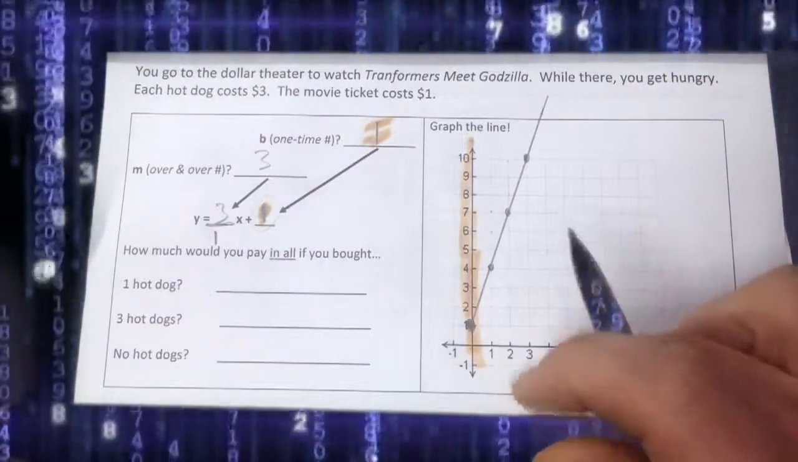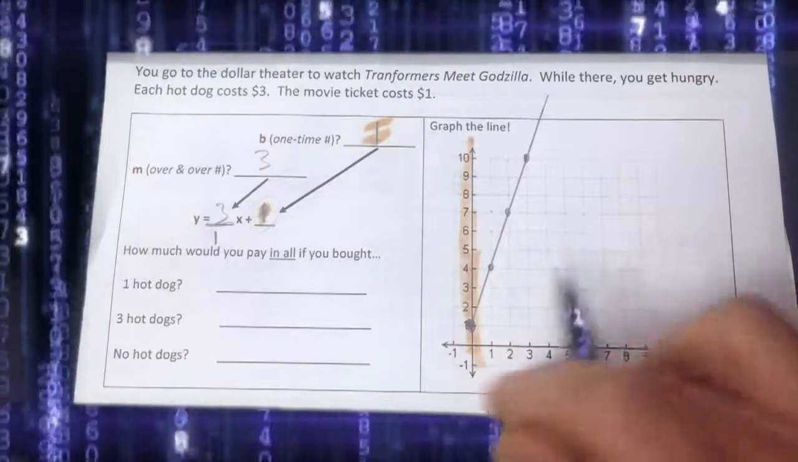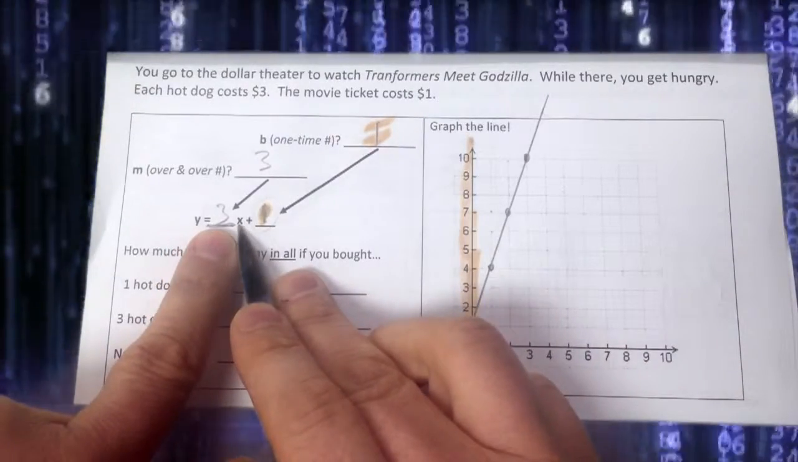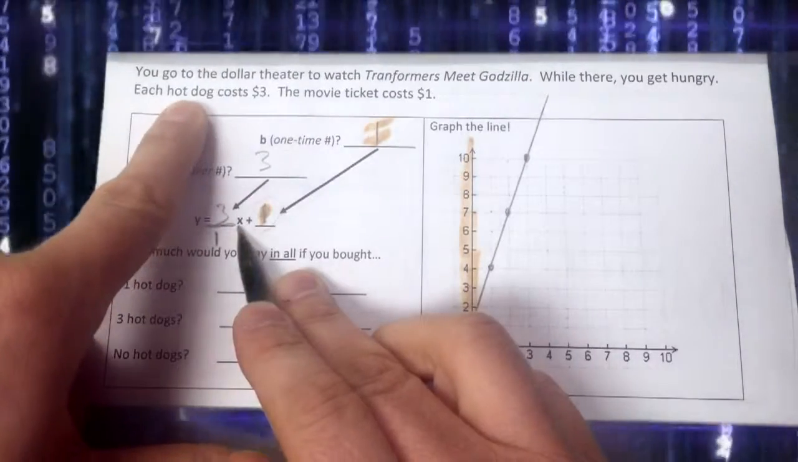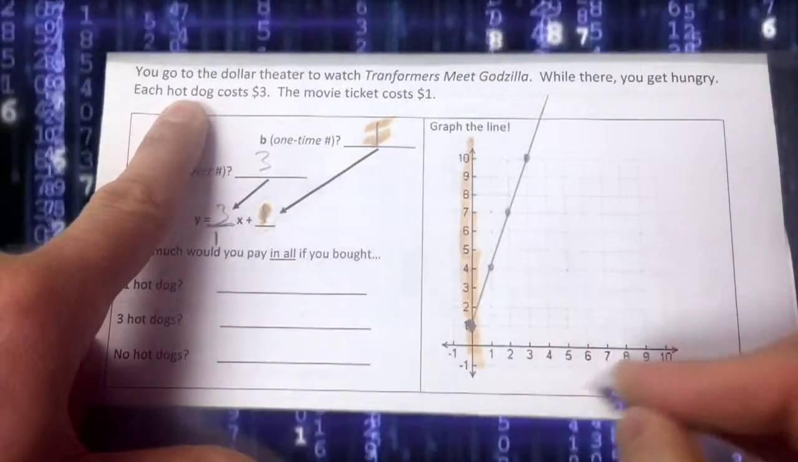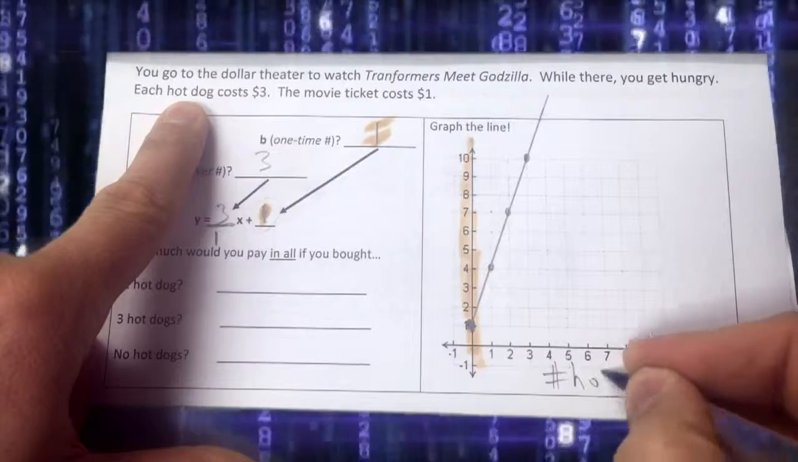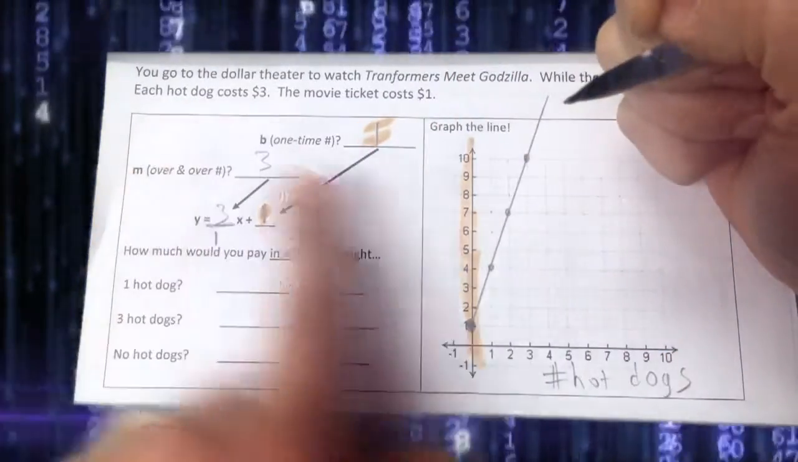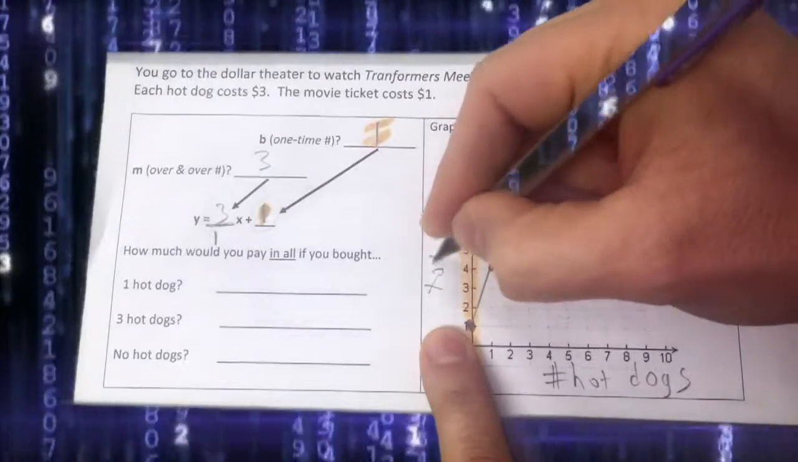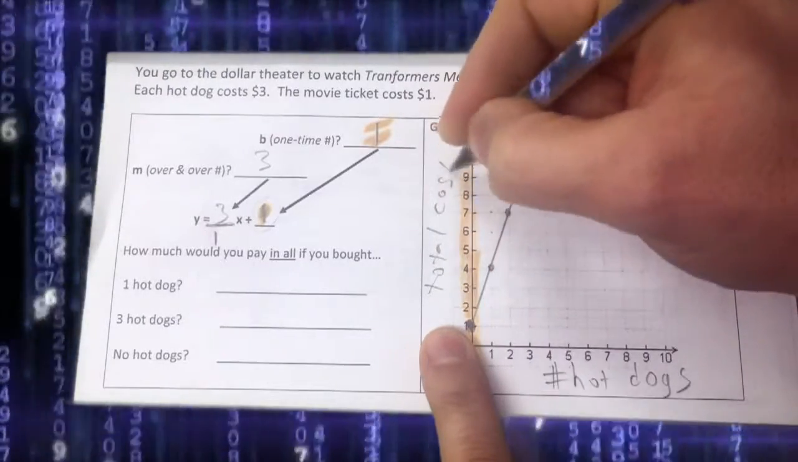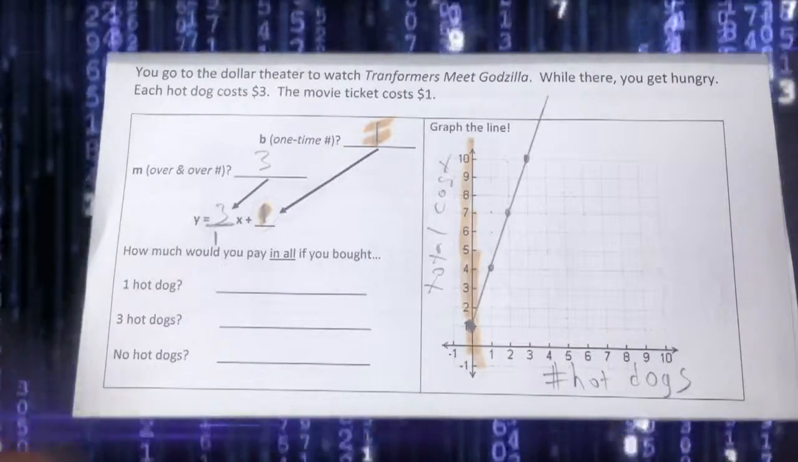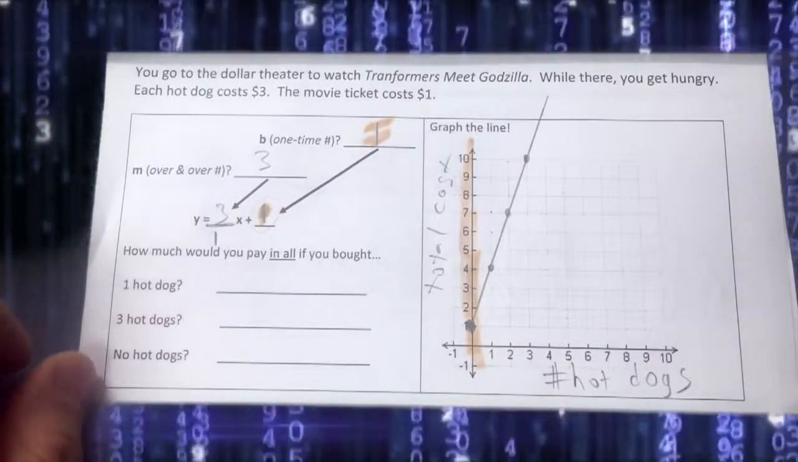Now we're going to label the axes. The x-axis, what is x talking about? This is our independent choice of how many hot dogs we choose to buy. So this is number of hot dogs. And this is going to be the total money I pay, or total cost, based on the decision I make of how many hot dogs I'm going to buy after I go to the theater.